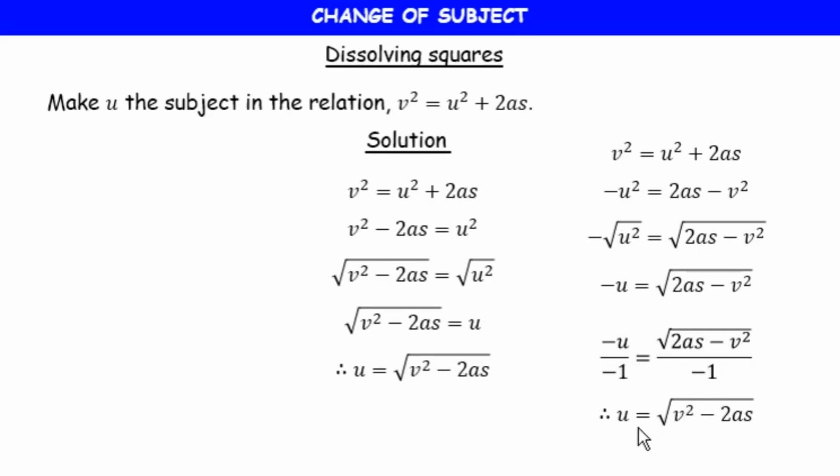So you're going to have u is equal to, the moment you divide this expression by negative 1, you interchange the position of the two terms. So it's going to be the square root of v squared minus 2as, and that is the same answer we had here. So that is how to dissolve squares. Now let me give you this general principle as well.